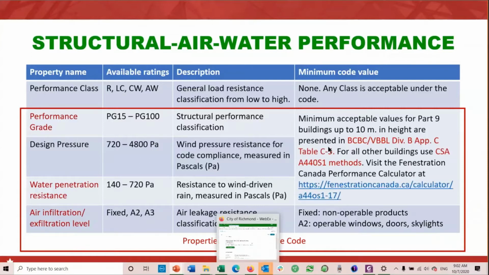For Part 9 buildings up to 10 meters in height, we can use Table C5 in Division B of the building code. And we'll look at this table in a moment. For all other buildings, in other words, Part 9 buildings greater in height than 10 meters or buildings outside of Part 9, we can use the CSA A440 methodology. And we're going to talk about that in this presentation as well.